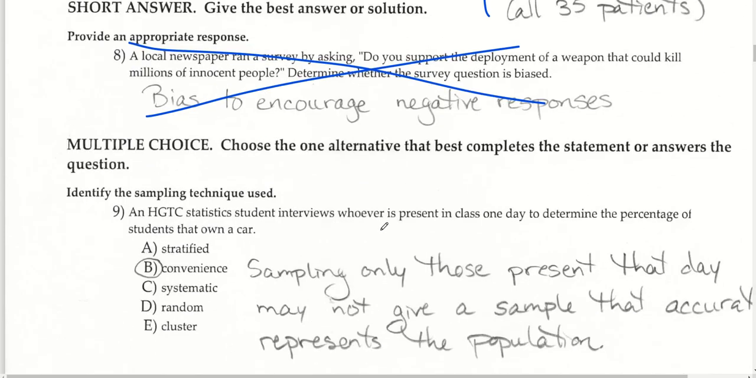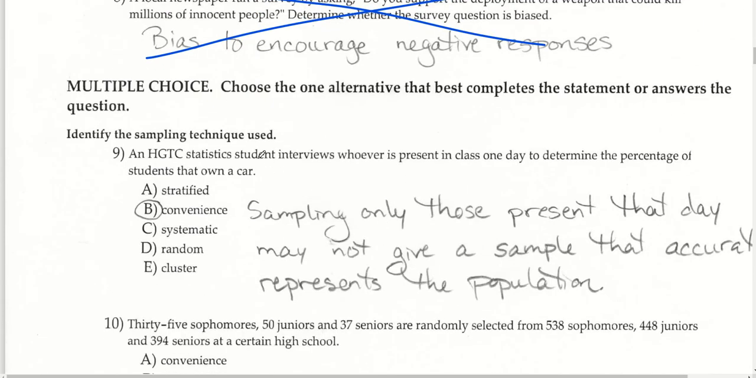In the next set of questions, we're asked to identify which sampling technique was used in each problem. In the first question, it says an HCTC statistics student interviews whoever is present in class one day to determine the percentage of students that own a car. This is a classic example of convenience sampling because the individual is simply asking those that are nearby or closest to them, or in a way that's very easy for them to gather data.